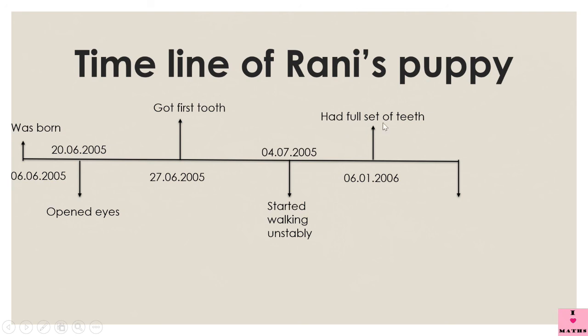And the puppy had a full set of teeth on 6th Jan. By 6th Jan, puppy had a full set of teeth. See how fast he's growing. And imagine, puppy had its own puppies on 25th June 2006. Almost after a year, it had its own puppies. So children, dogs grow much faster than human babies. This timeline shows us this.